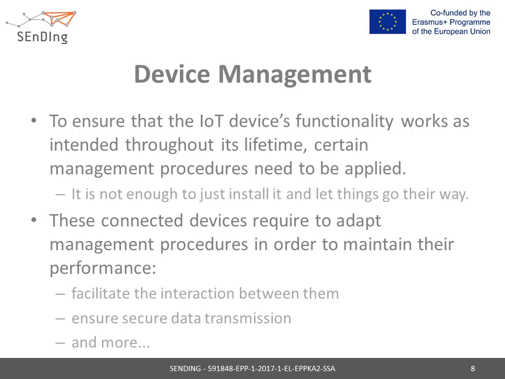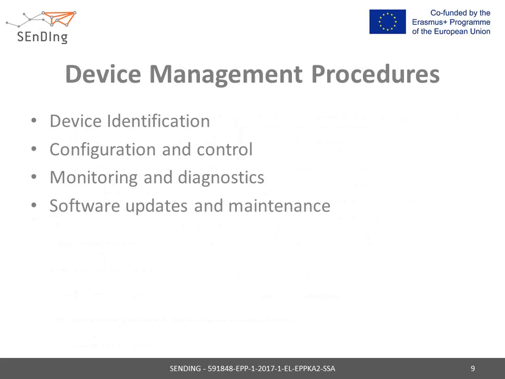Device management. To ensure that the IoT device's functionality works as intended throughout its lifetime, certain management procedures need to be applied, because it is not enough to just install it and let things go their way. These connected devices require some procedures in order to manage their performance to ensure the following: facilitate the interaction between them, ensure secure data transmission, and more. These procedures are: device identification, configuration and control, monitoring and diagnostics, software updates and maintenance.